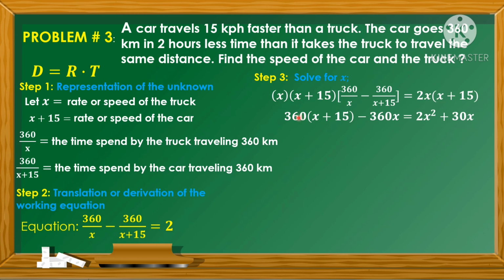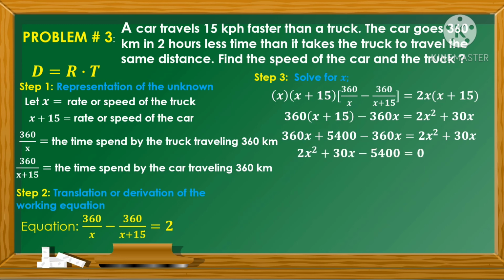So, i-distribute natin itong 360 dito sa x plus 15. Kaya, ang magiging result ay 360x plus 5,400 minus 360x equals 2x squared plus 30x. Kung makikita natin, makakancel itong 360x at saka ito na 360x. So, magiging 5,400 na lang matitira dito sa left side. Tapos, ililipat natin ito papuntang right side. So, magiging negative 5,400. So, yan ang magiging result.